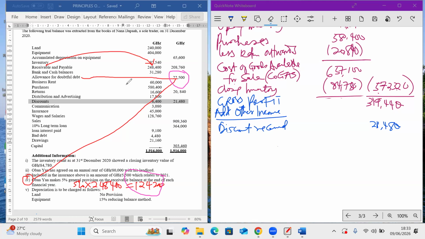At the beginning of the year, they estimated 22,500 as monies or debts owed by customers which they may not pay. Then at the end of the year, the figure is now 12,420. What do you think has happened? Has the figure increased or decreased?